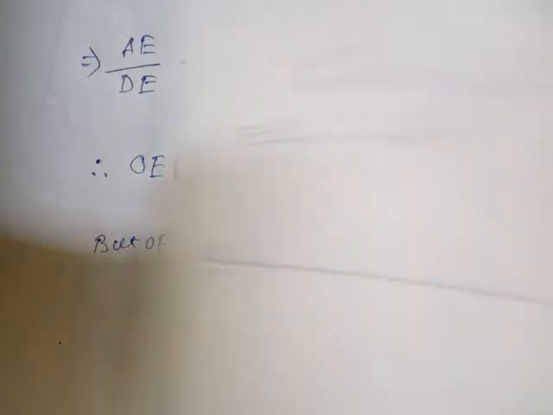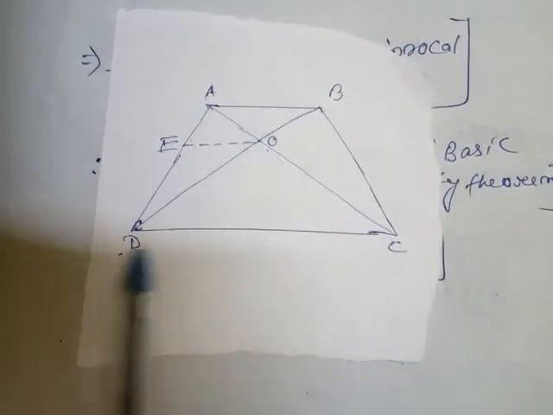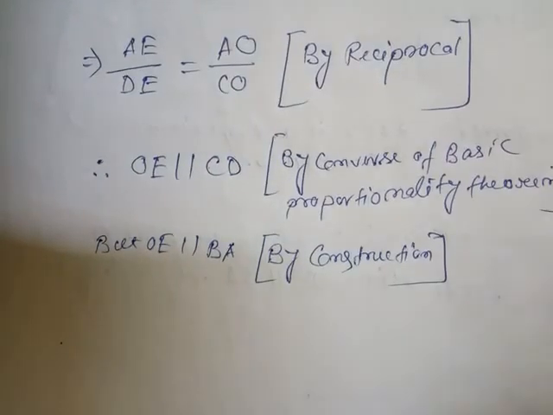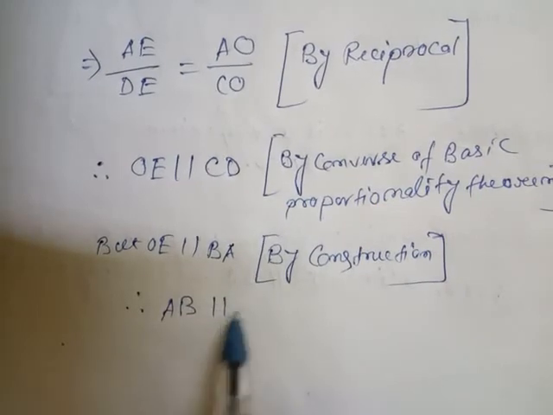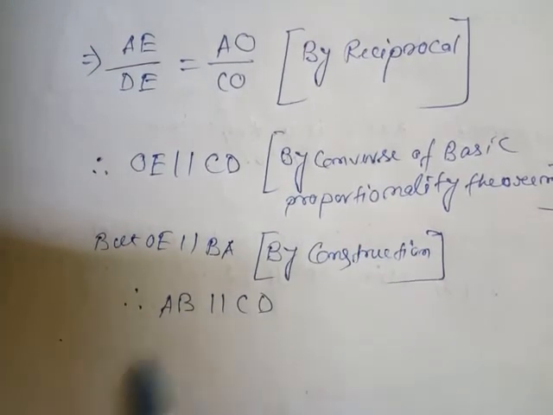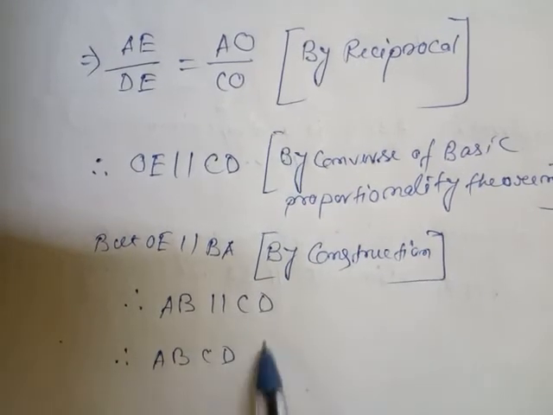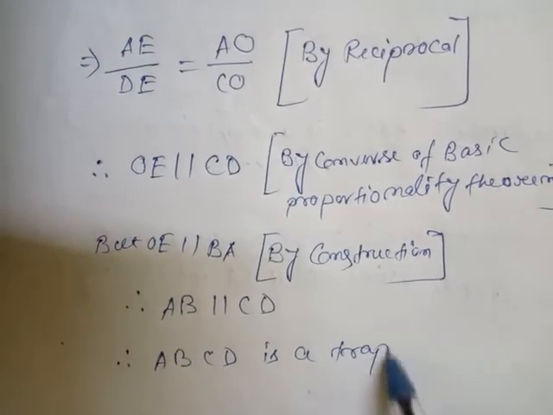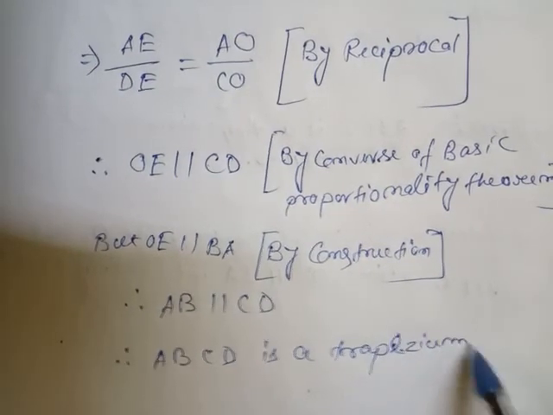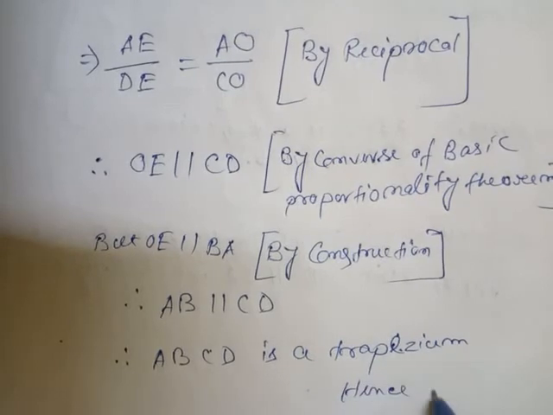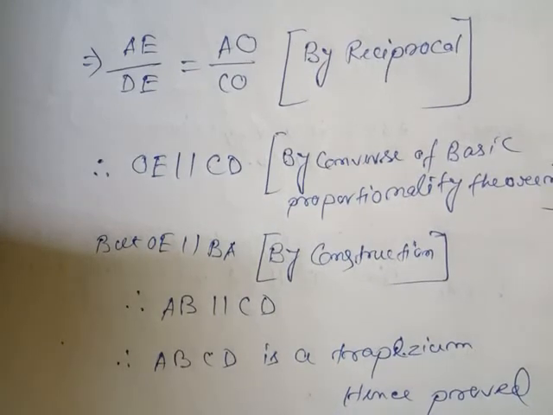So students, look here now, OE parallel to AB and OE parallel to CD also, which means AB parallel to CD. Therefore we can say that AB parallel to CD. If AB parallel to CD, therefore ABCD is a trapezium, hence proved. So this is our question number 10 of exercise 6.2.